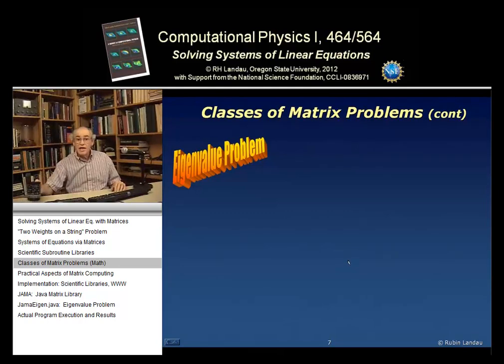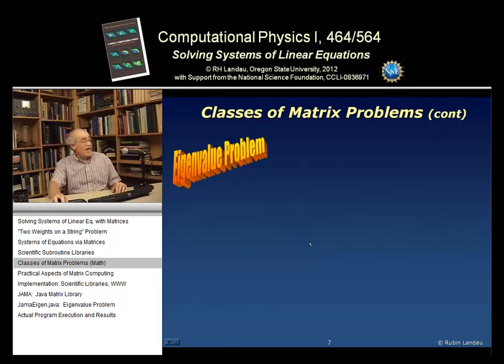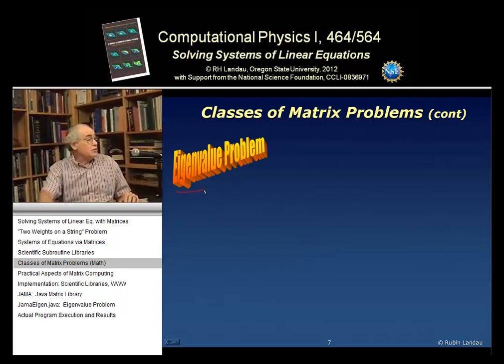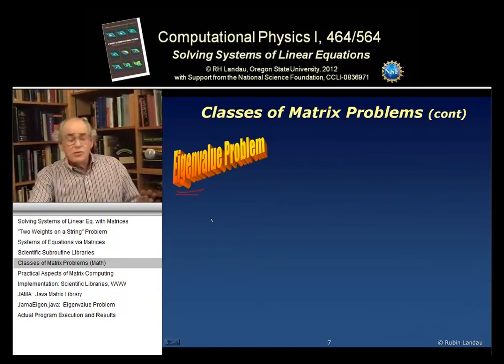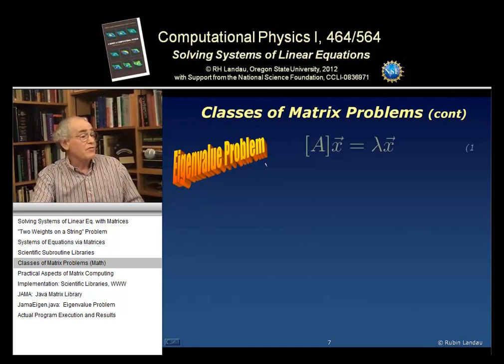So now let's look at slide number 7. Slide number 7 talks about the eigenvalue problem. Eigen is a German word meaning own, so this is a kind of system of linear equations, but each equation has its own particular version. So that's where the word eigen comes from.